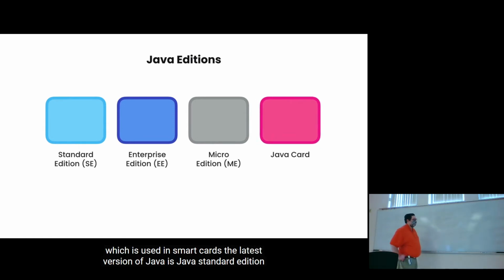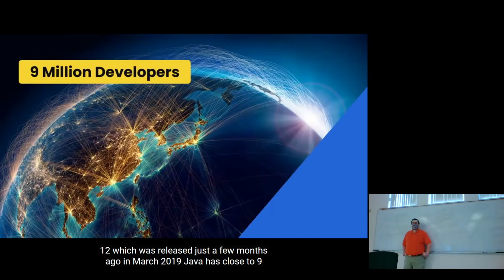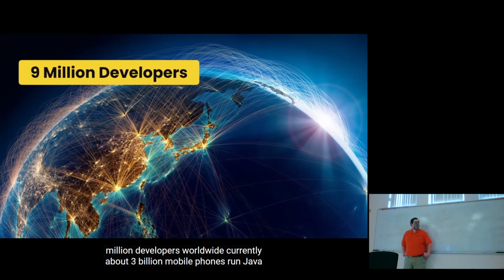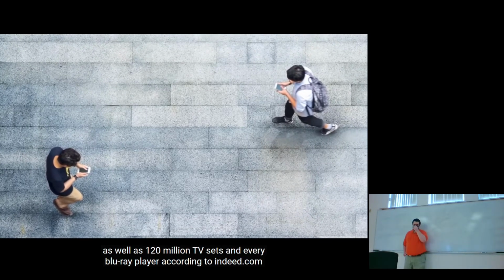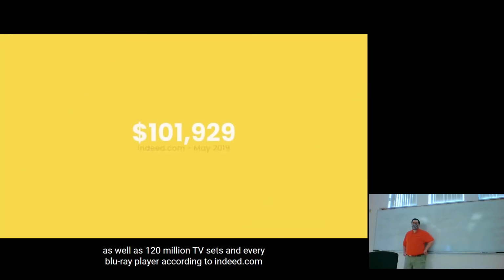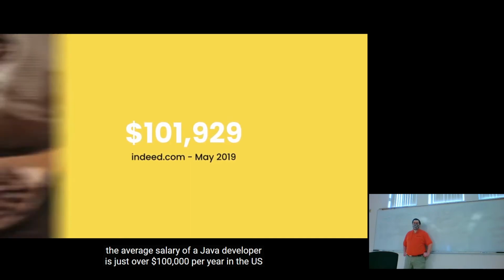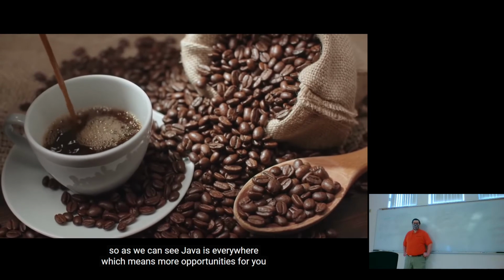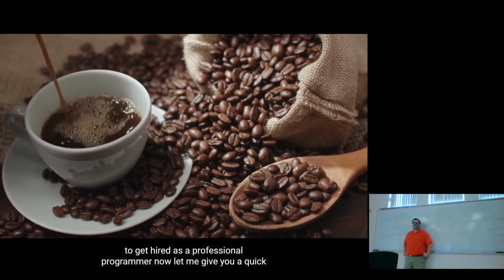The latest version of Java is Java Standard Edition 12, which was released just a few months ago in March 2019. Java has close to 9 million developers worldwide. Currently, about 3 billion mobile phones run Java, as well as 120 million TV sets and every Blu-ray player. According to Indeed.com, the average salary of a Java developer is just over $100,000 per year in the US. So as you can see, Java is everywhere, which means more opportunities for you to get hired as a professional programmer.